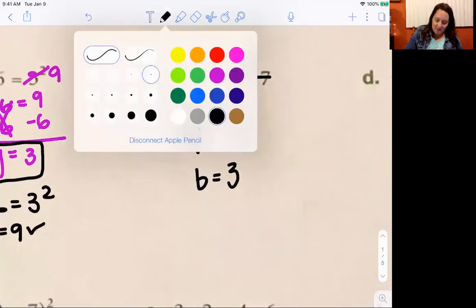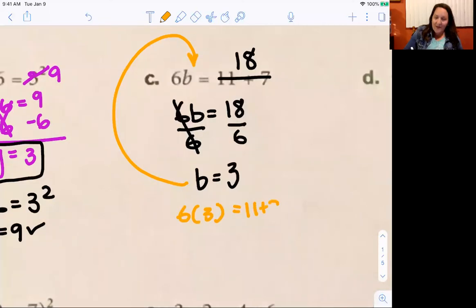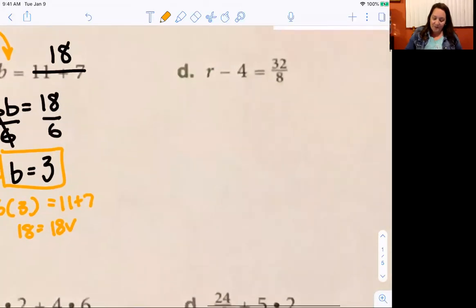Let's check. Plugging that 3 into b. 6 times 3 equals 11 plus 7. 18 equals 18. We are good. We are good to go.